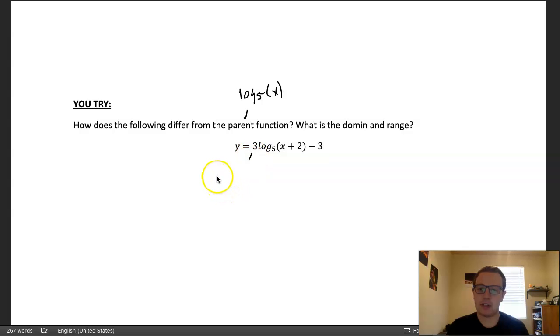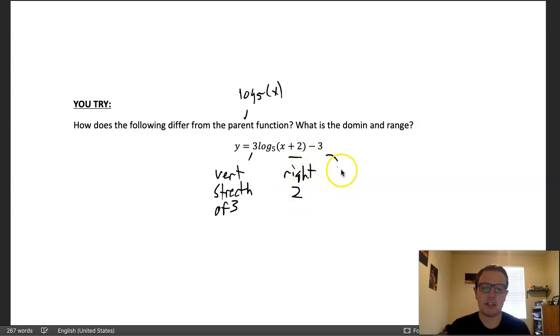For this, the 3 means we're going to have a vertical stretch of 3. The plus 2 tells us we're going to move right by 2. And the minus 3 is going to move us down 3.